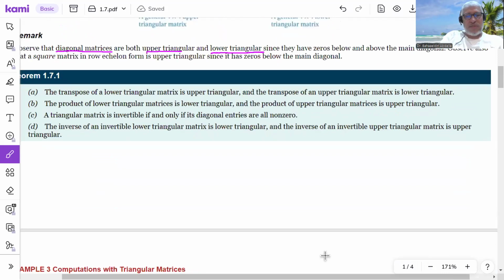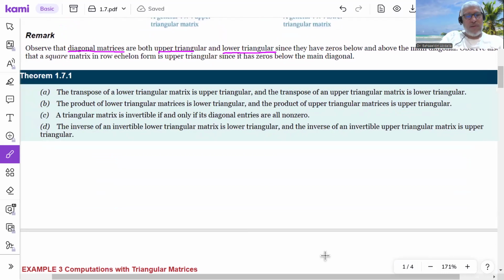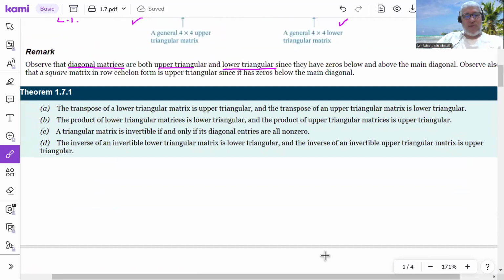Now let us look at this theorem. The transpose of a lower triangular matrix is upper triangular, and the transpose of an upper triangular matrix is lower triangular. The product of lower triangular matrices is lower triangular, and the product of two upper triangular matrices is upper triangular.